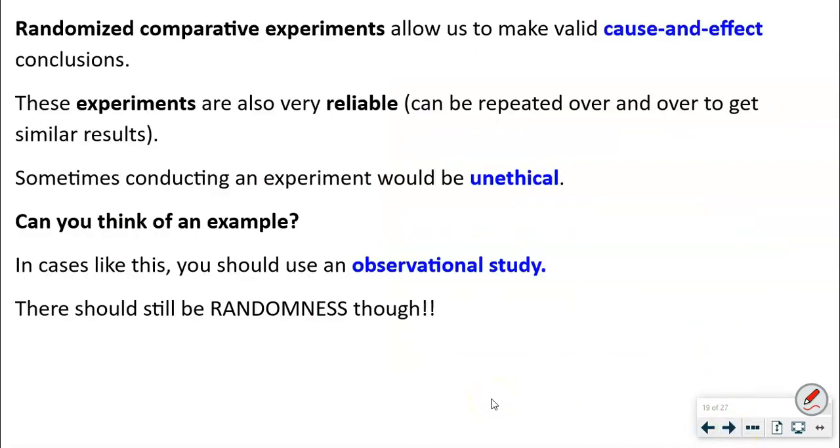All right, randomized comparative experiments also allow us to make valid cause and effect conclusions. So these experiments are also very reliable. They can be repeated over and over again and get similar results. Sometimes conducting an experiment would be unethical. Can you think of an example? Think about something that you would do to a child. That would be unethical, right? If you deprive them of sleep or food or anything that would be harmful to a person, it would typically be considered unethical. So in a case like this, you should obviously use an observational study, but you should still have randomness because otherwise you are affecting the outcome.